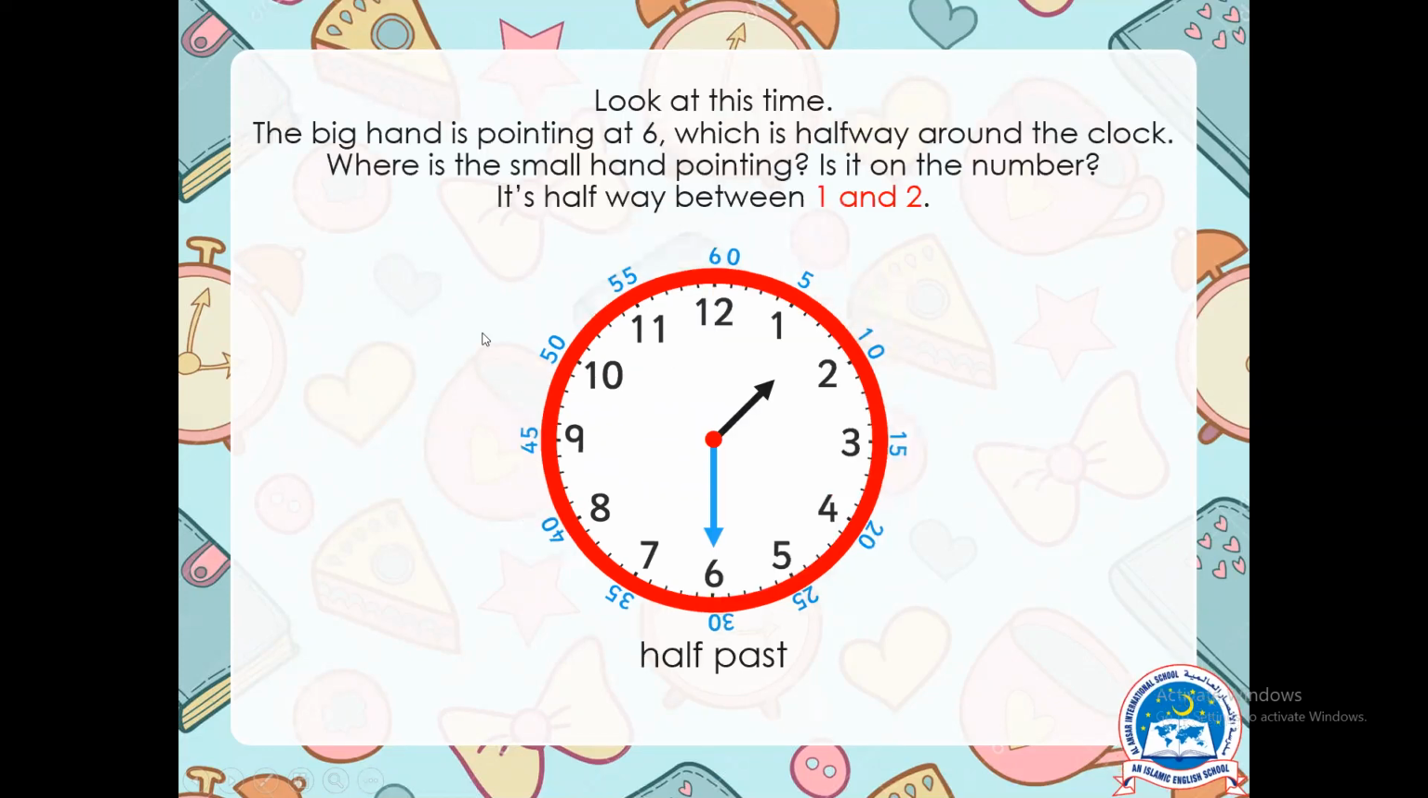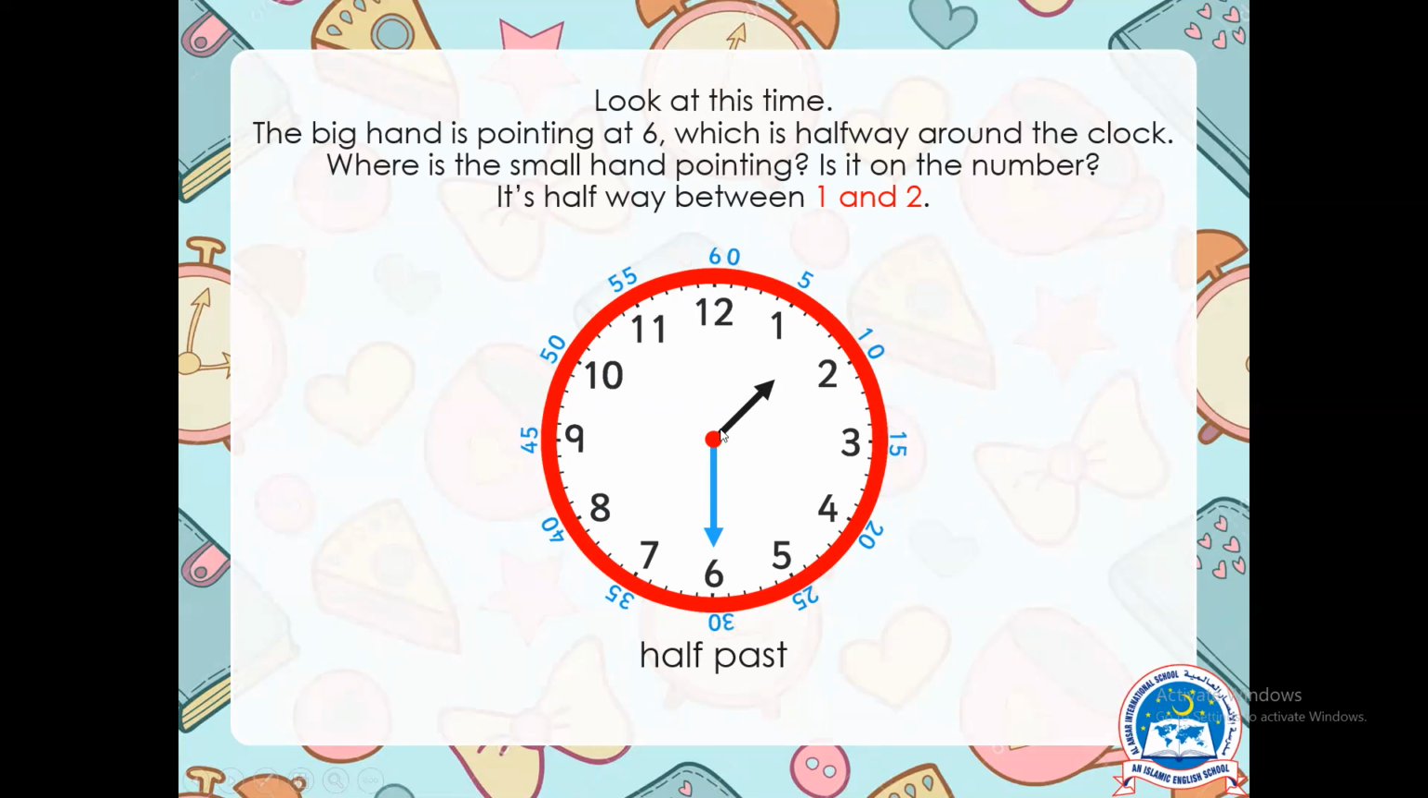Yes. Now, look at this time here. You know, on the clock, we have the long or the big hand, you can call it big hand, and the small hand. Look at the big hand. It's pointing at 6. Whenever the big hand is pointing at 6, it means half past. Okay, just remember that. The big hand pointing at 6 means half past, which is halfway around the clock, right? Halfway around the clock.